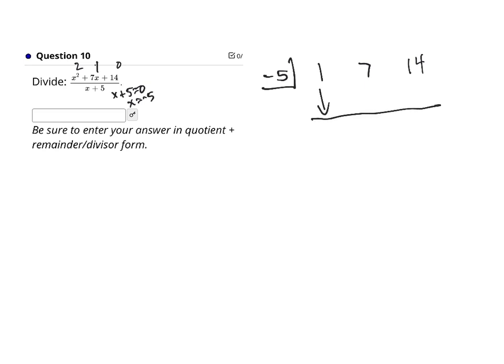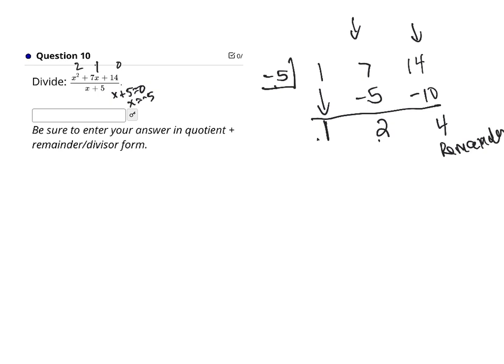I always do that. Now, the directions say be sure to enter your answer in quotient plus remainder over divisor form. So this may be one where we have a remainder, and I'll show you what to do. So we bring the 1 down. Then we multiply this 1 right here times this -5 gives us -5. Then we add this column. 7 minus 5 is 2. So now we multiply this 2 times this -5 up here. That gives us -10. So now we add this column. 14 minus 10 is 4.